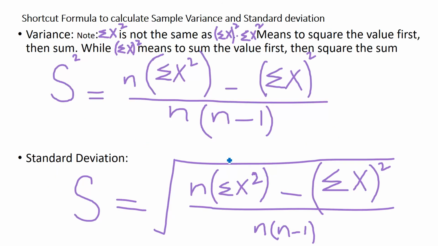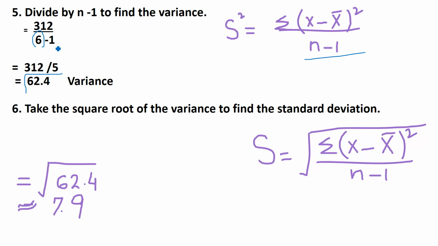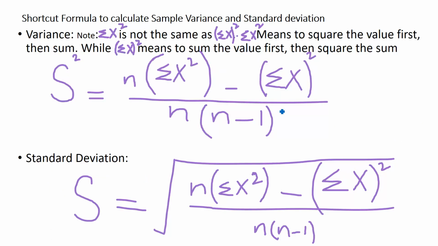Now is the shortcut method. There is a shortcut method as well in order to calculate the variance and standard deviation. Here we have used 6 steps. First is the mean, then deviation, then you take the square, then you add all the squared values, divide it by n minus 1, and then take the square root. 6 steps. Now the shortcut formula to calculate sample variance and standard deviation.